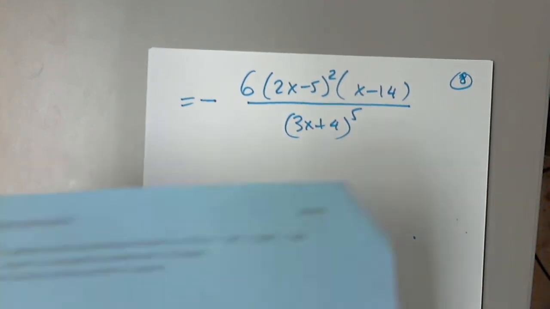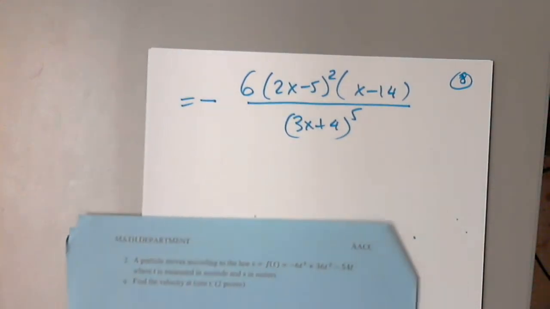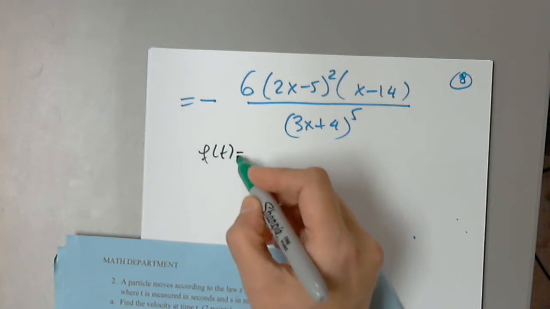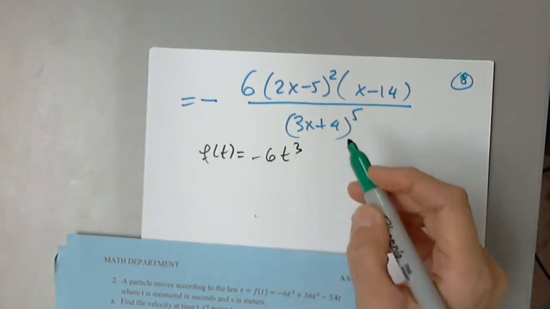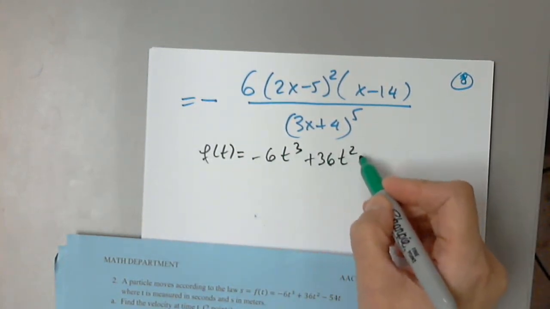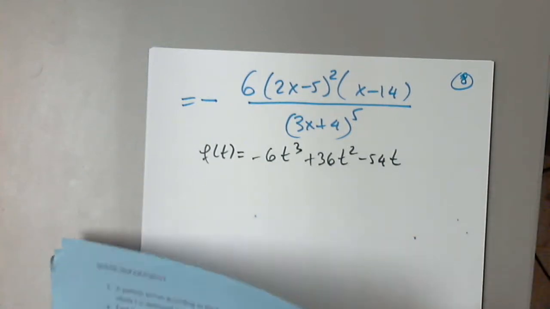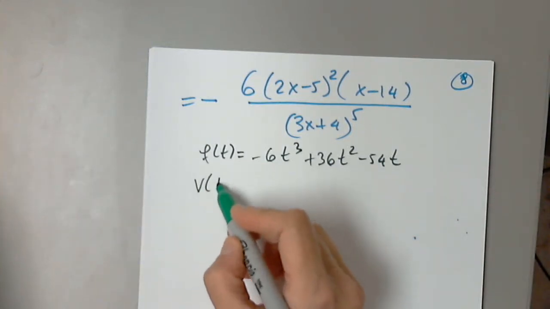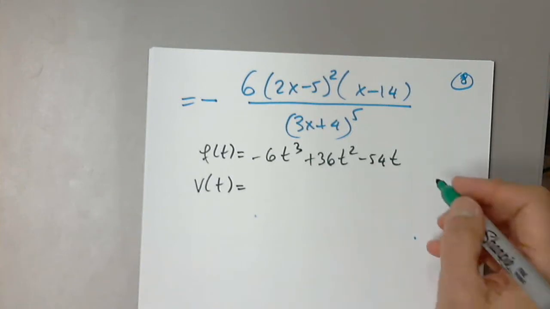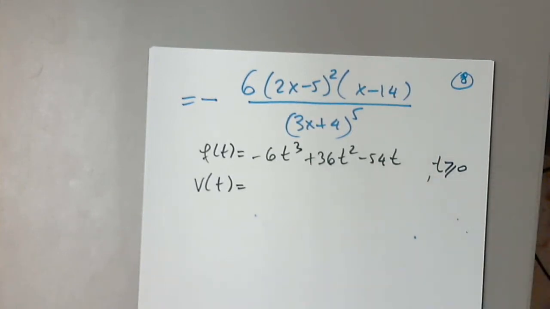So moving on to our particle now. We have f of t, negative 6t cubed, plus 36t squared minus 54t. We want to find the velocity at time t. That's our first question. Of course, t is greater than or equal to 0. Please put it in. I forgot to put it in. My apologies.